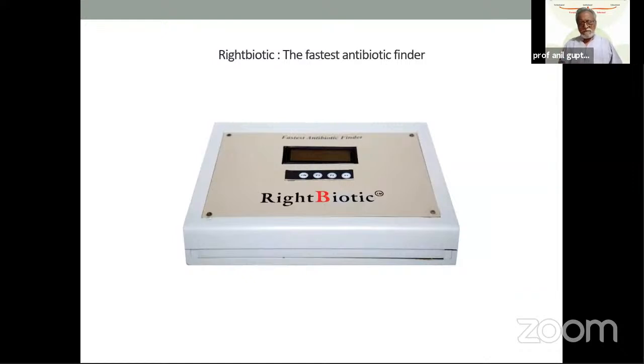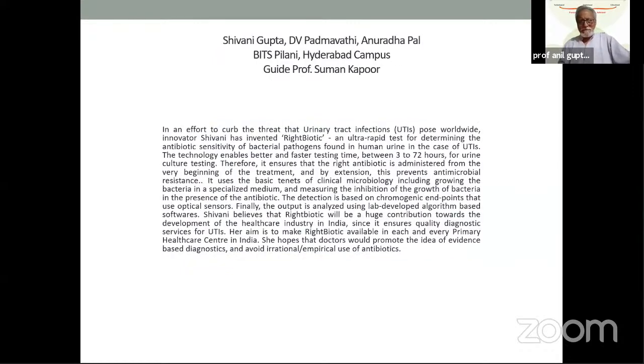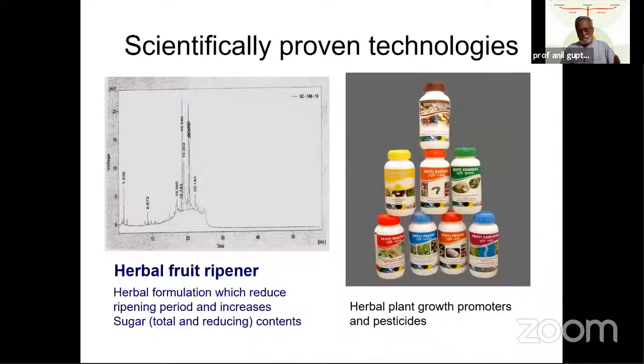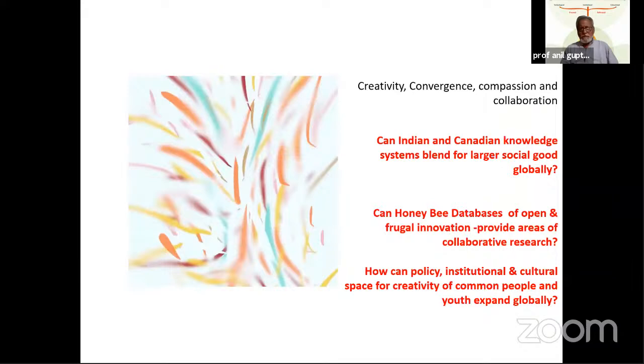A product made by a student like you. And she was invited to be a resident scholar at Rashtrapati Bhavan for 2 weeks. So Shivani, Anuradha, Padmavati, Professor Suman Kapoor's student. Look at that. So I brought some examples of different kinds, where this is a herbal pesticide, different kinds of things.